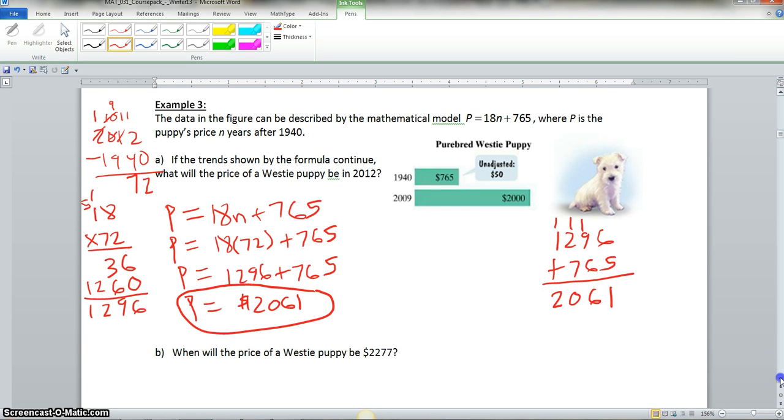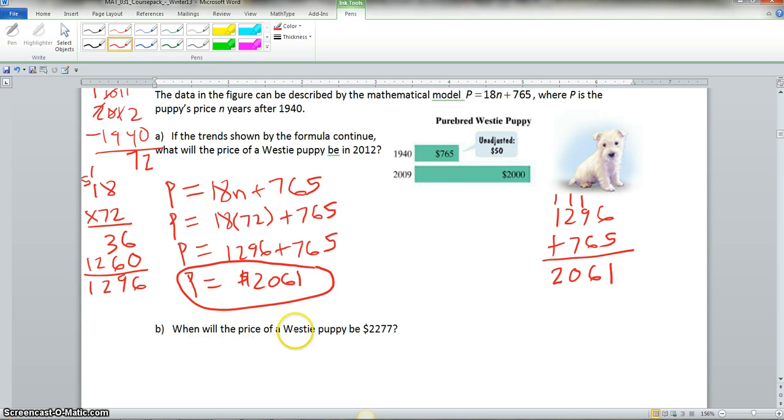Okay, now we look at B. It says, when will the price of a Westie puppy be 2,277? So we will write the same formula. P is equal to 18n plus 765. But we would substitute in 2,277 for P, and it is equal to 18N plus 765. Now we would subtract 765 on both sides.